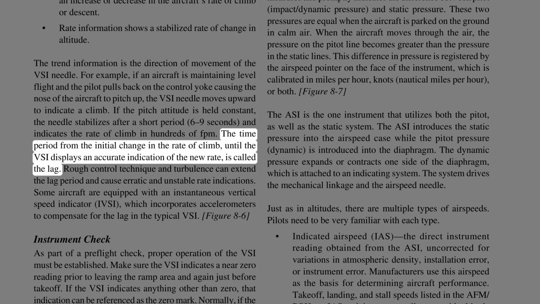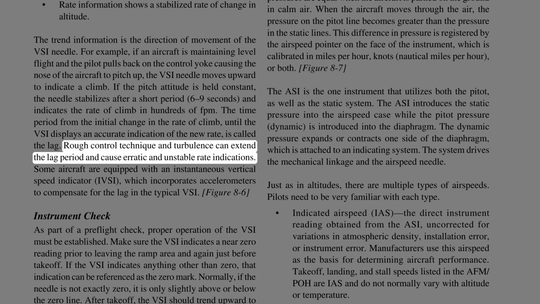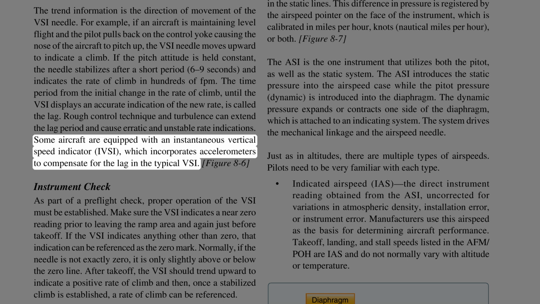The time period from the initial change in the rate of climb until the VSI displays an accurate indication of the new rate is called the lag. Rough control technique and turbulence can extend the lag period and cause erratic and unstable rate indications. Some aircraft are equipped with an instantaneous vertical speed indicator, IVSI, which incorporates accelerometers to compensate for the lag in the typical VSI.